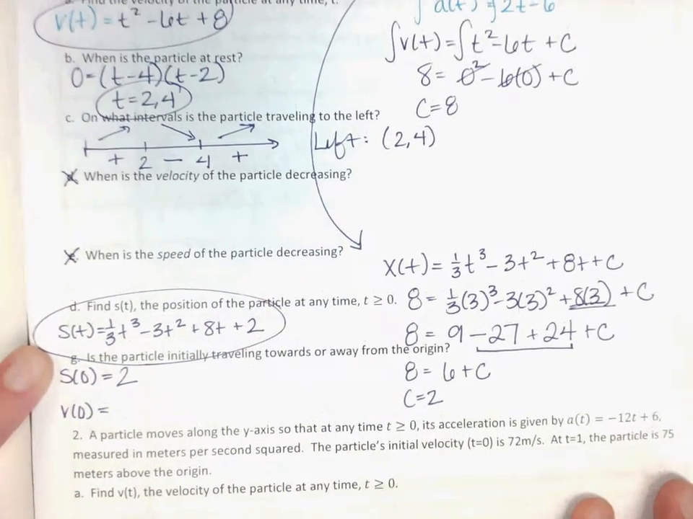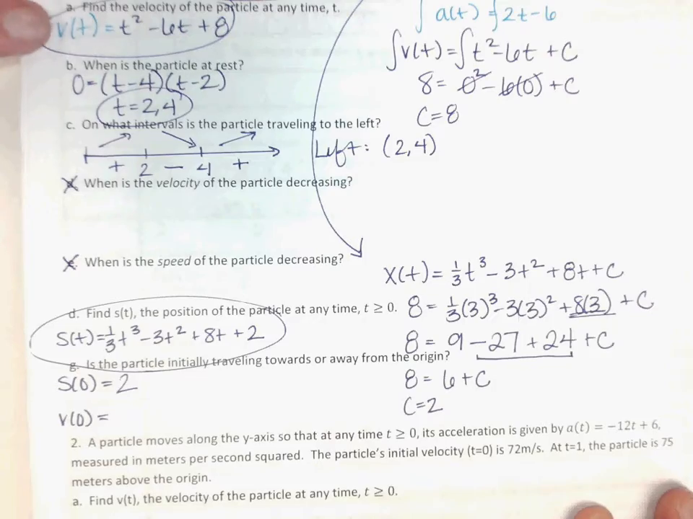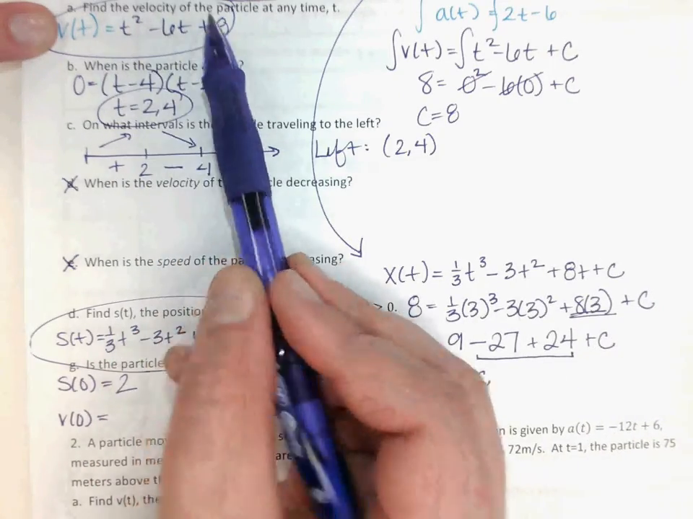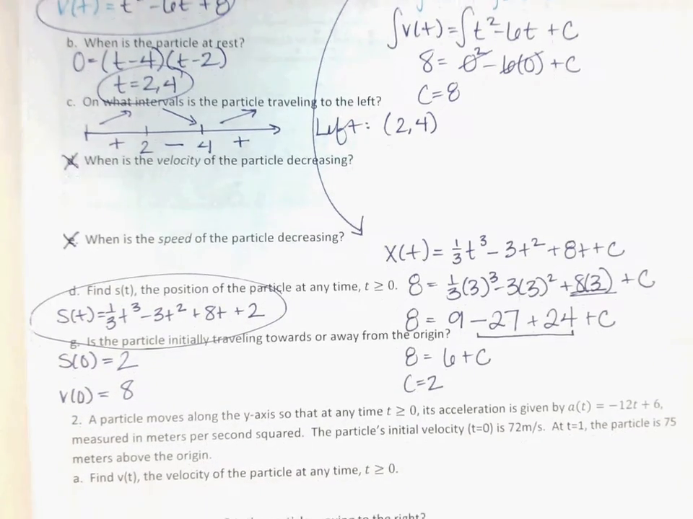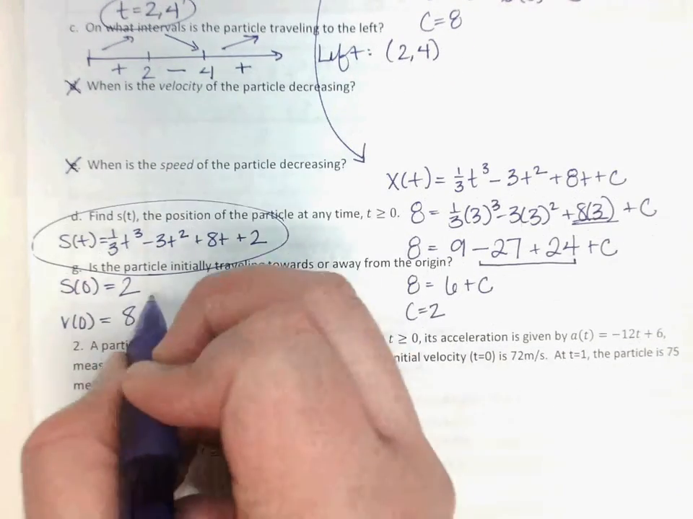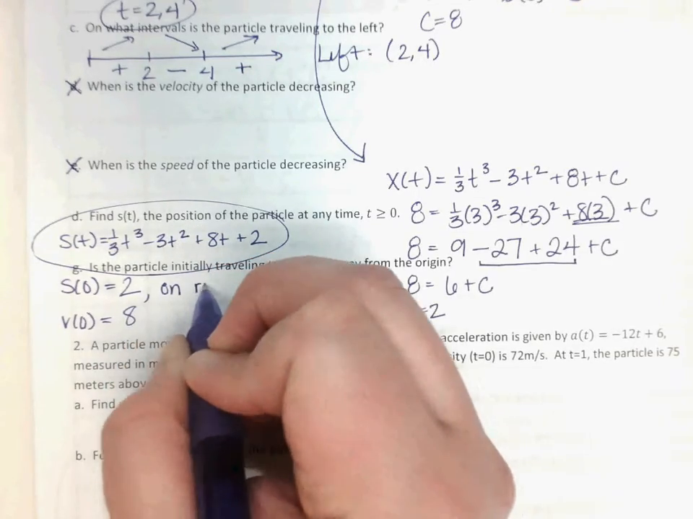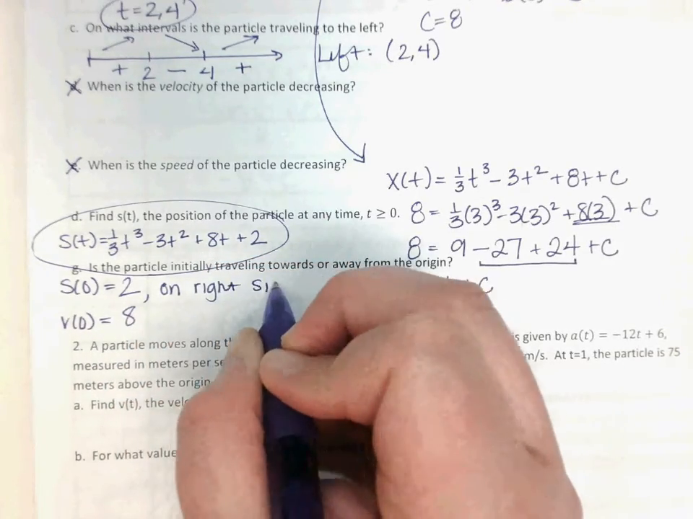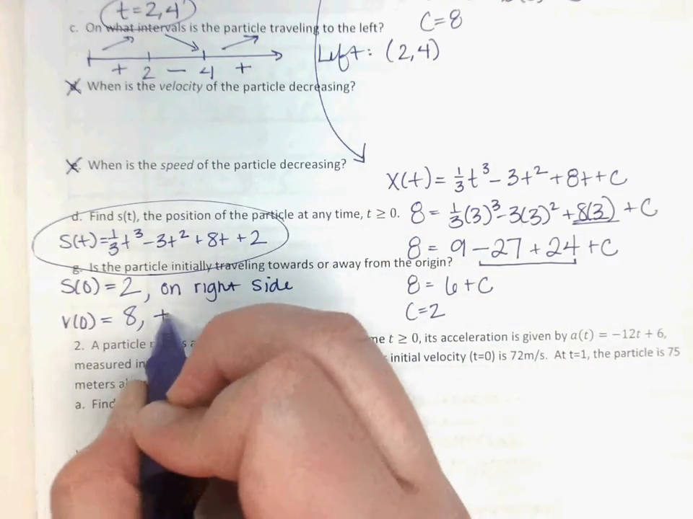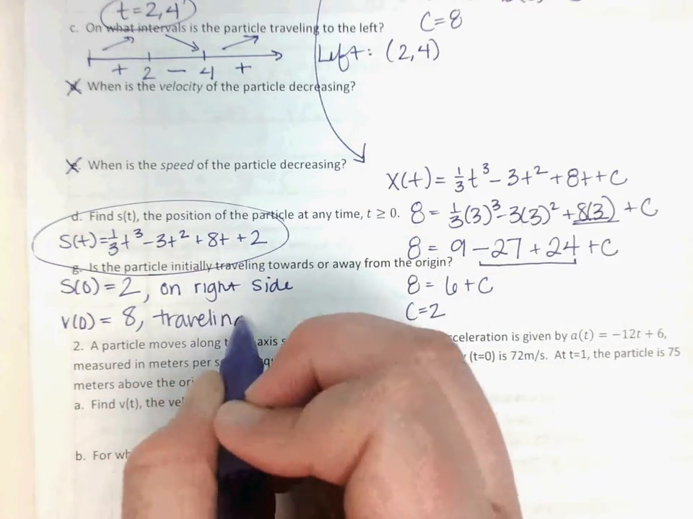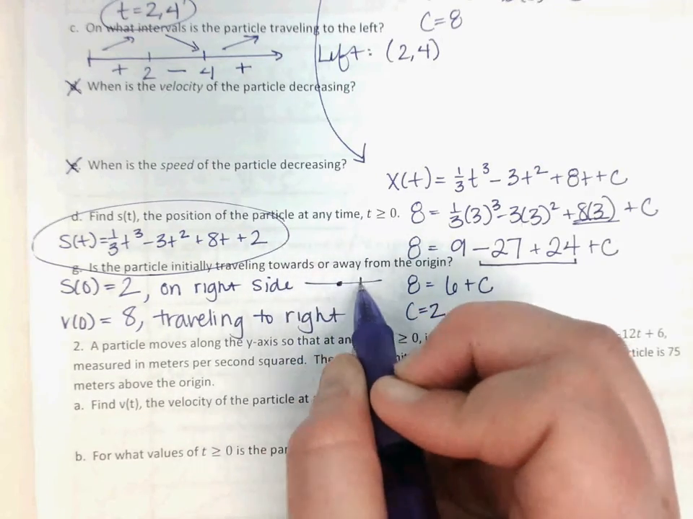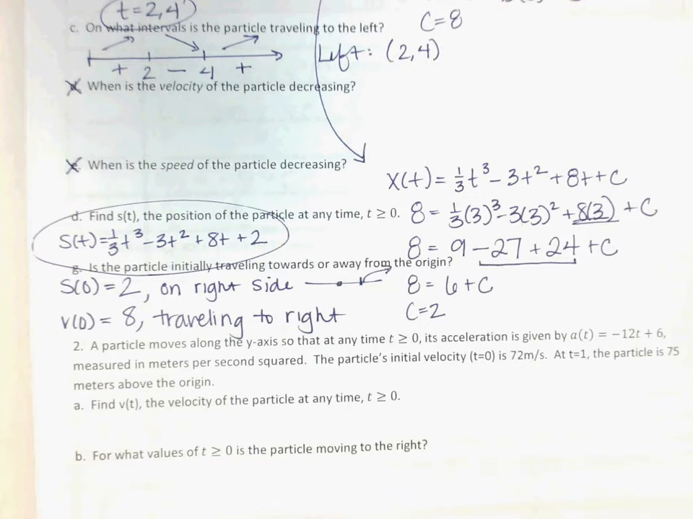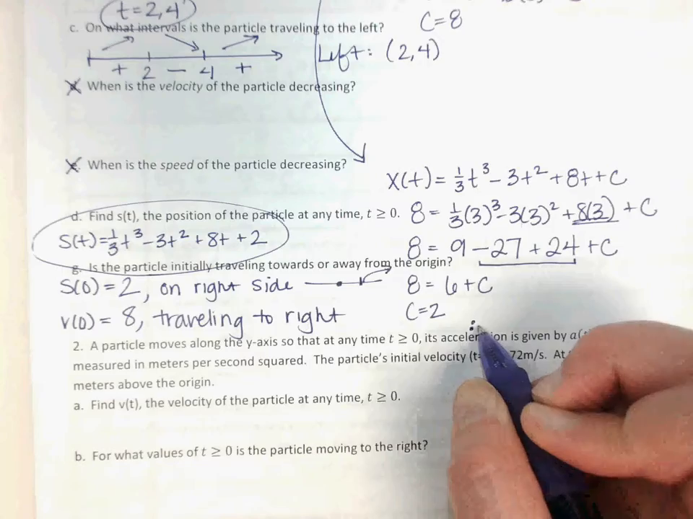Velocity of 0, I'd come back up here to the top. Velocity is up here. So I'd have 0, 0 plus 8 is 8. Well then, where am I starting? On the left or the right? You're starting on the right, because it's a positive 2. And then which way are we traveling? You're traveling to the right. So if I'm on the right and I'm traveling to the right, then I'm going away. Make sense?